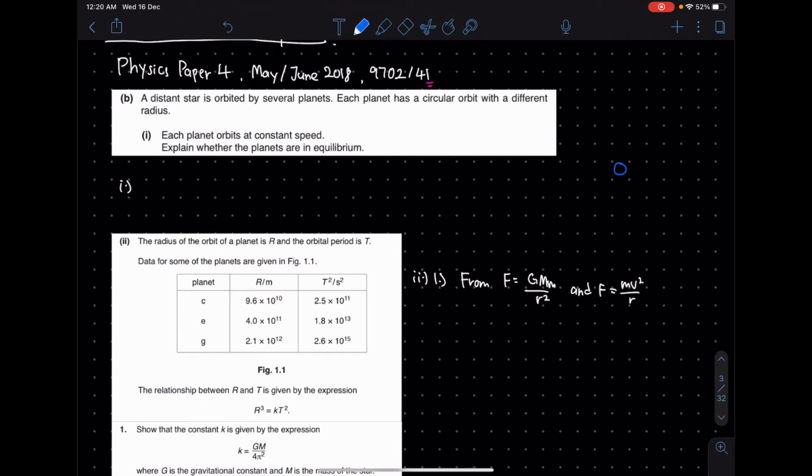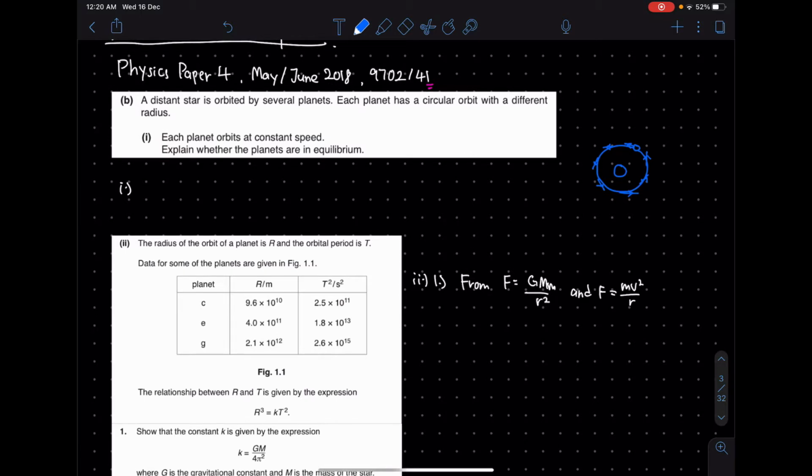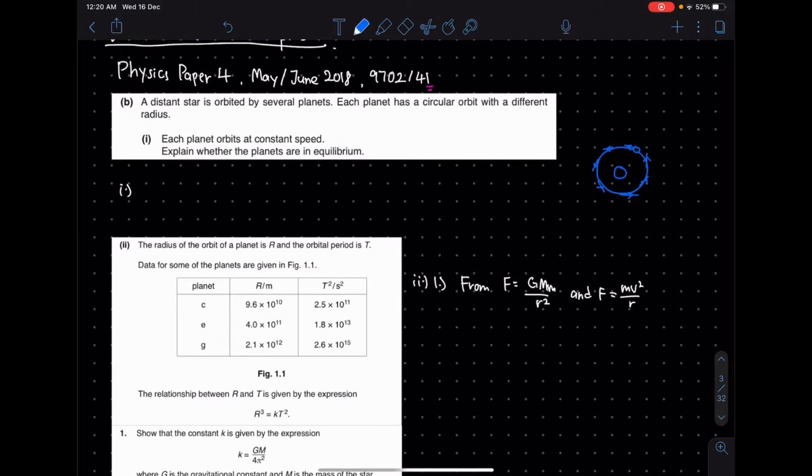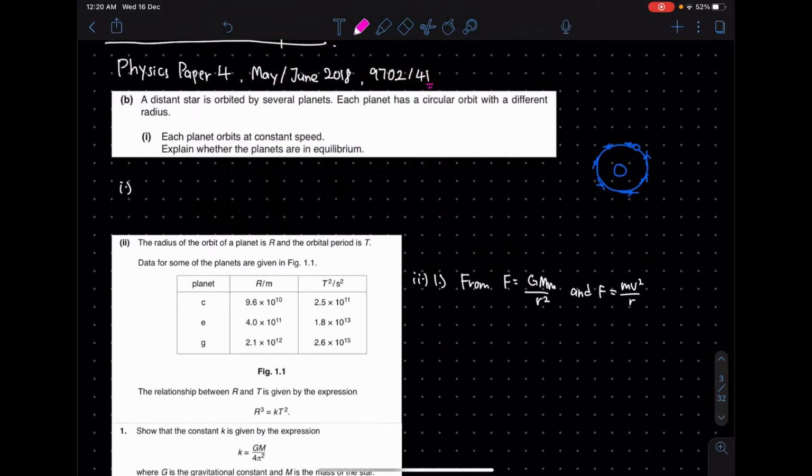Alright, so this is the distant star, and imagine there's one planet here orbiting. Since it is in orbit, it is in circular motion. So is it in equilibrium? Well, we can determine by measuring the velocity at certain instances. From here you can see that the velocity changes in the way that the direction changes. So since the velocity changes, it is not in equilibrium.